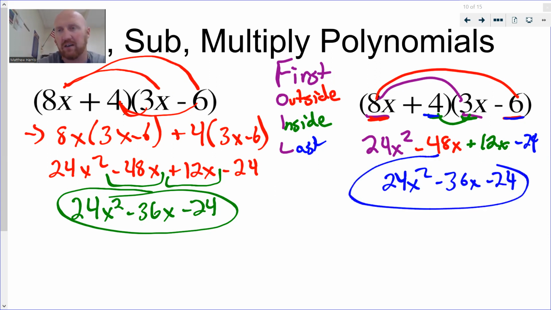Same answer. Yeah. But again, FOIL only works when you're dealing with a binomial times a binomial. It does not work with any of the other. It only works with binomial times binomial.